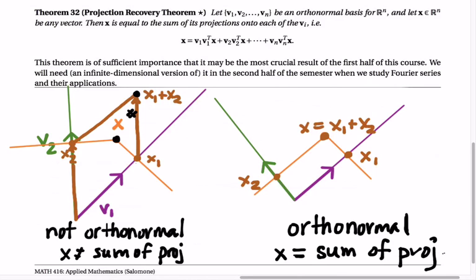So where the orthonormality part comes in is actually in the formula that's given to us in the theorem. Because if you look at the way that the theorem is set up, let's take a look at this first term right here, v1 transpose x. This is the projection of x onto v1, but only if v1 has length 1.